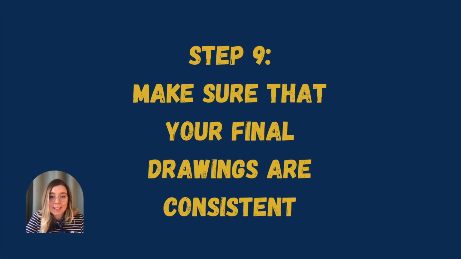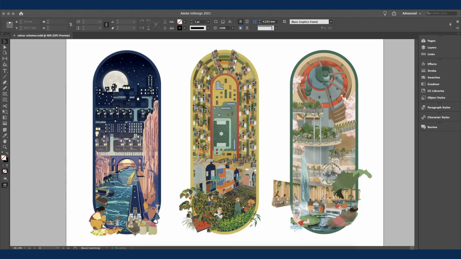And finally, step 9, make sure that your final drawings are consistent. This last step is very important, as the drawings should look like they are from the same series and they're done by the same person. Maybe they all use the same color palette. Maybe they are the same shape or format, you name it, but they all need to look consistent.